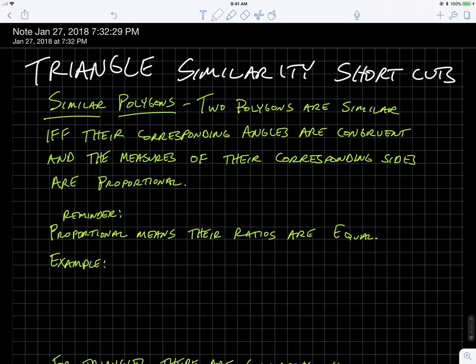Okay, today we're going to talk about the triangle similarity shortcut. So in class you talked about similar polygons, and just a reminder of that definition. Two polygons are similar if and only if their corresponding angles are congruent and the measures of their corresponding sides are proportional. A quick reminder, proportional means that their ratios are equal.